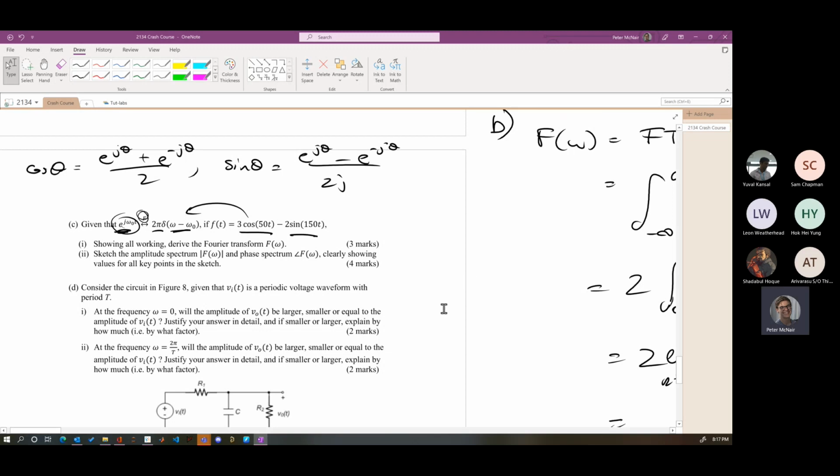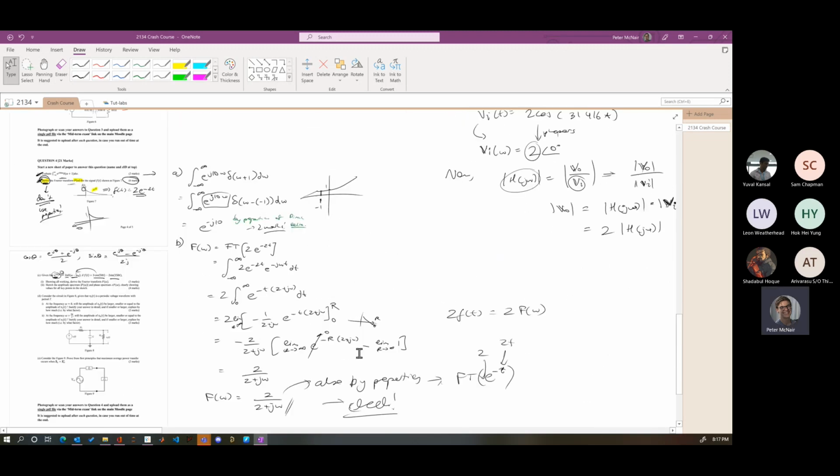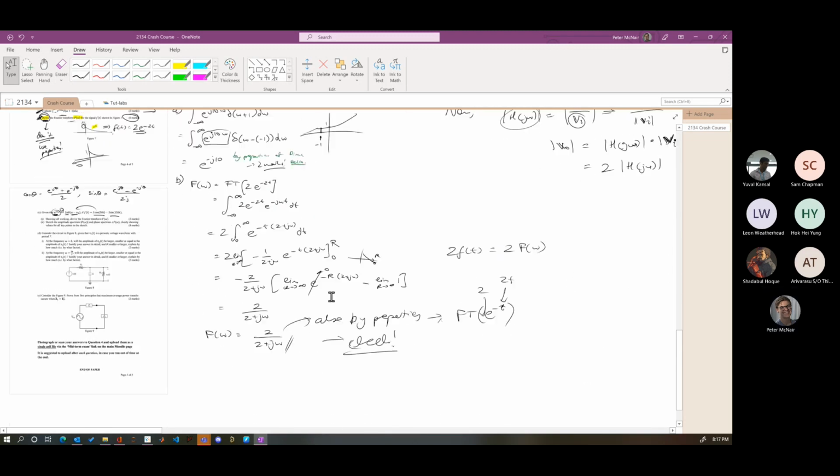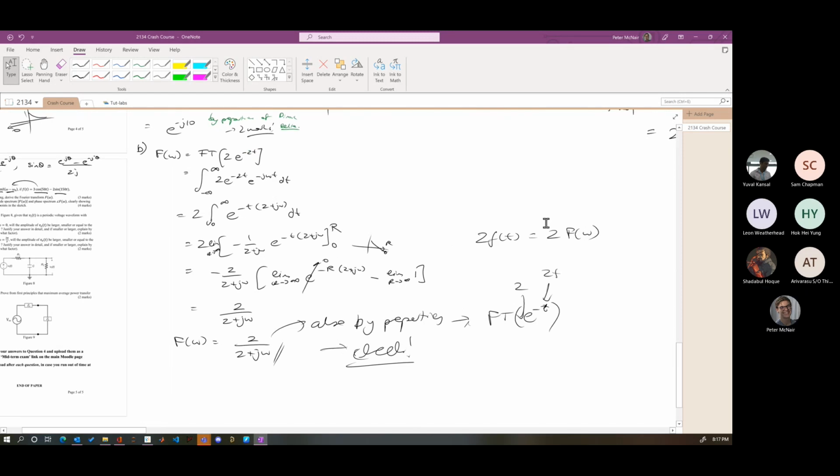Yeah, sure thing, Sam. Is this working here? Just highlight check by property.